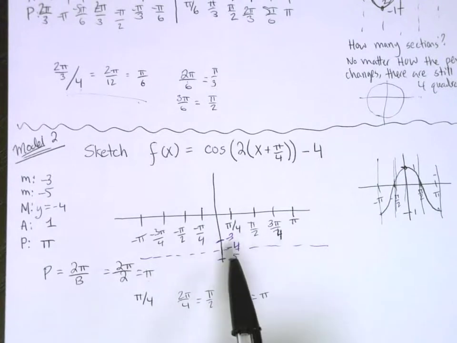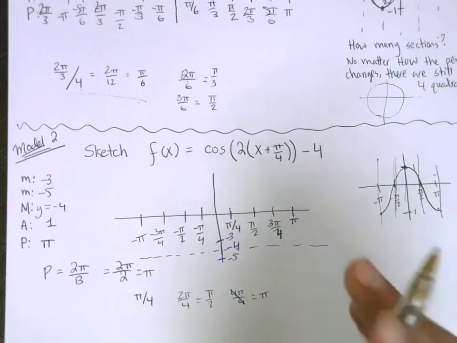Have you done it? I don't believe you. Okay, there it is. Cosine shifted to the left by pi over 4. It starts at its max, and then it goes down and up, and so forth.